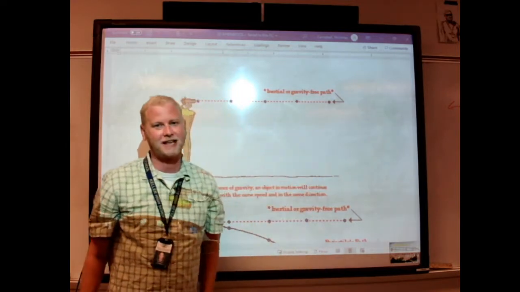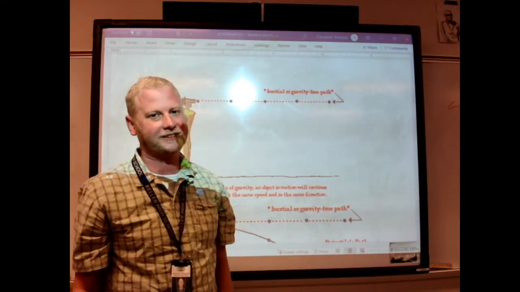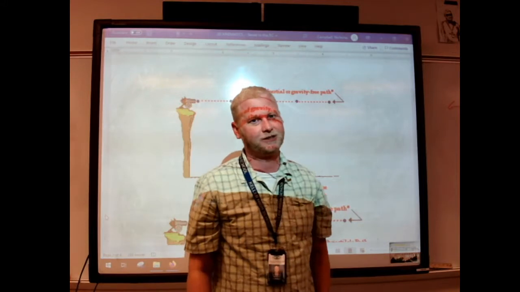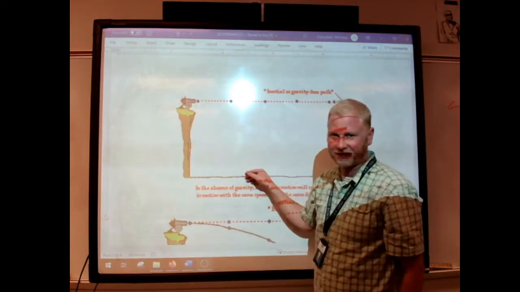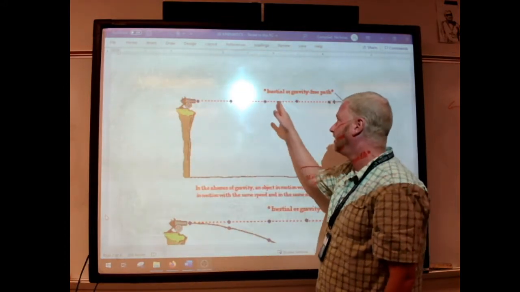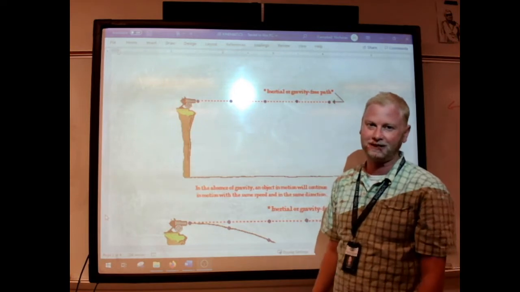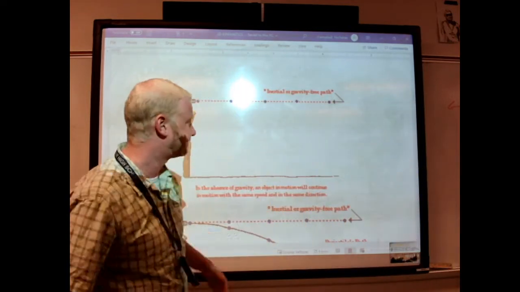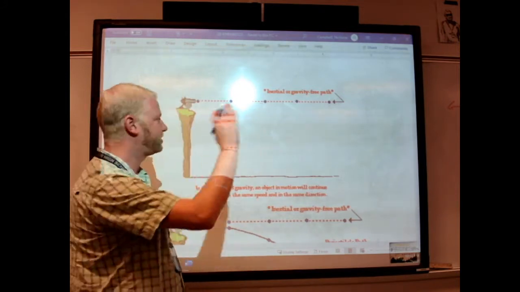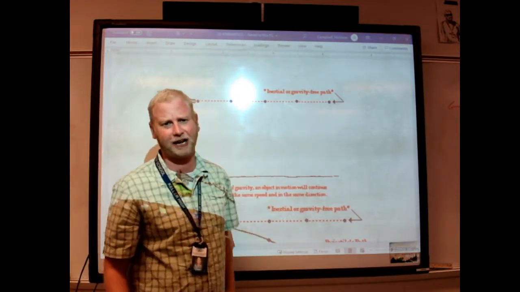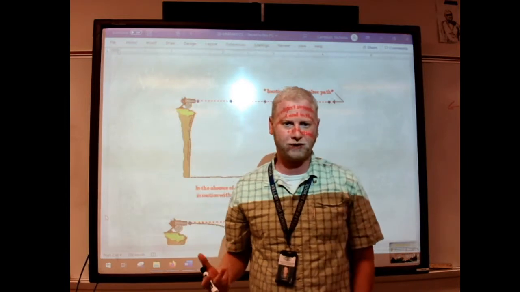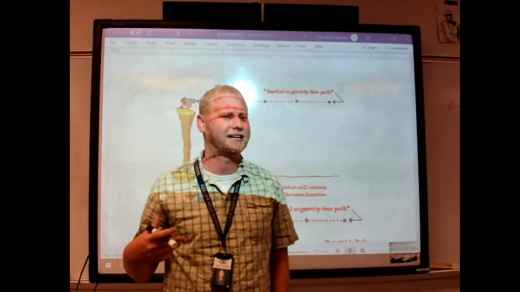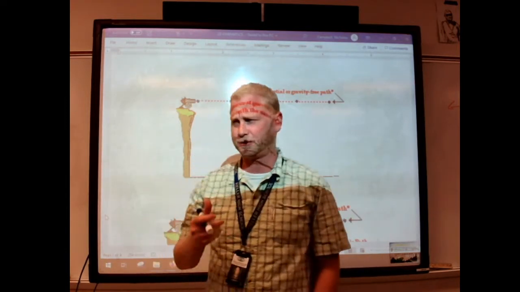Now, notice, if each one of these images represents a second passing, what's true about the distance covered in each time interval? Well, the distances covered are the same, which means that in the absence of gravity, this cannonball travels at a constant speed in a straight line. So it's got a constant velocity, and this thing would never come down. It would continue in this direction at a constant speed forever because there is no horizontal force acting on it. Again, we're considering air resistance negligible.